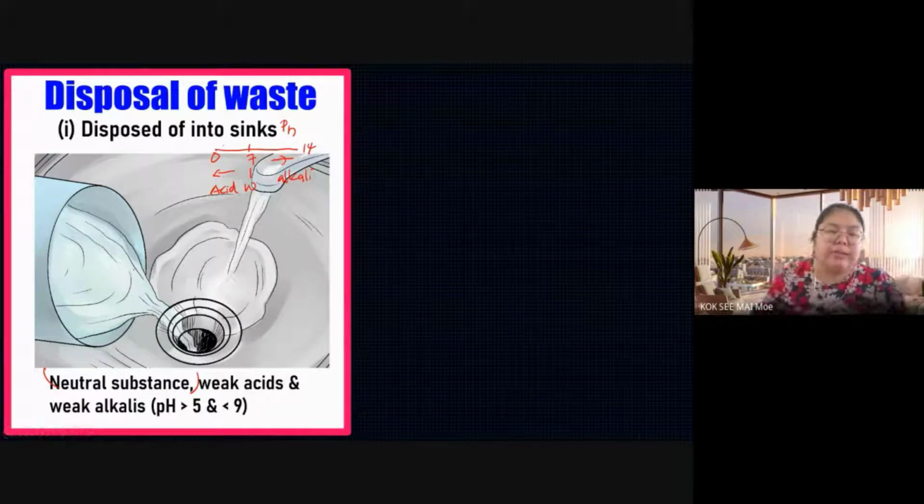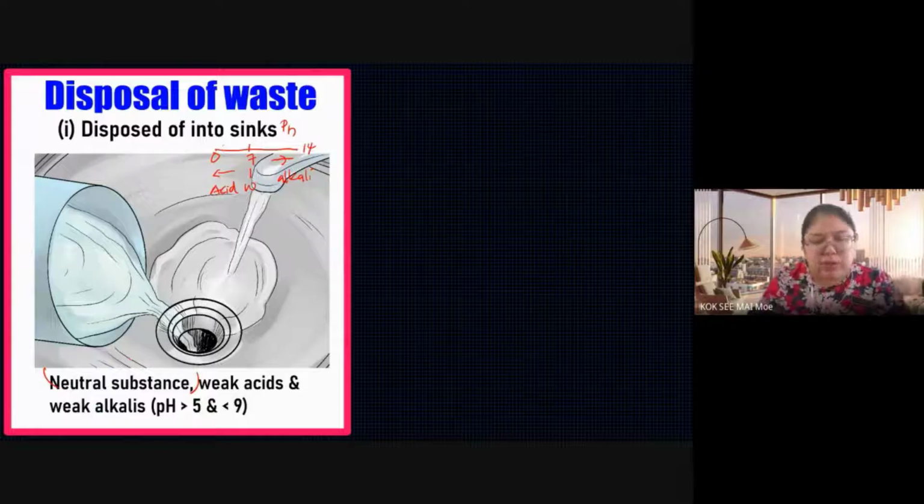So normally the neutral substances are just like water, orange juice, coffee, this one is a simple thing. Okay, we can straightforwardly pour inside the sink. So they say weak acid and weak alkaline, that's around pH 5 or less than 9. Okay, this one we can throw. More than 5 and also less than 9, you can straightforwardly put in.